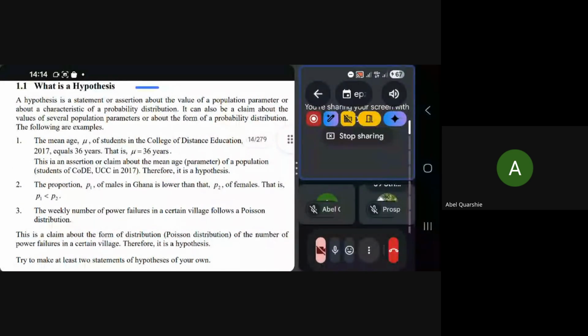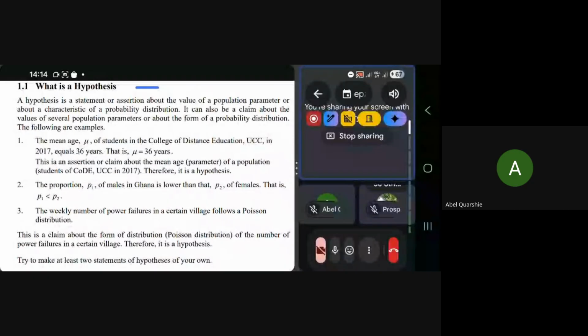Open from your end. So when we say hypothesis, what is hypothesis? You can use your phone to search and let me know. What is hypothesis? What is a hypothesis? Maybe some of you have also come across that word before. When we say it, what does it mean?